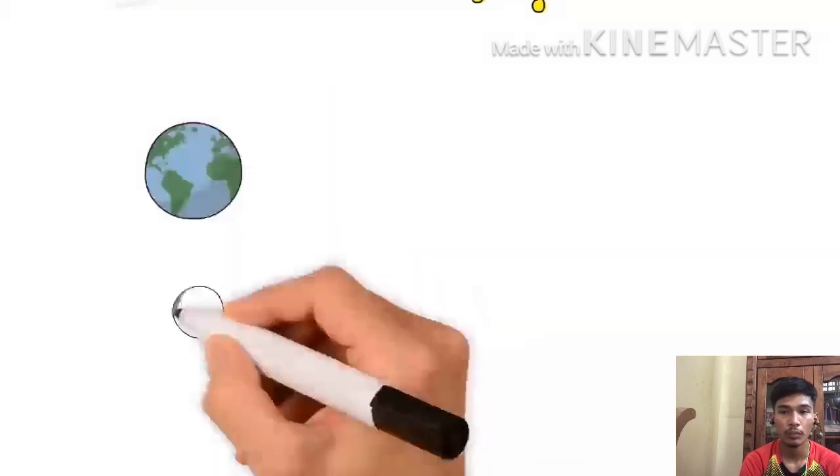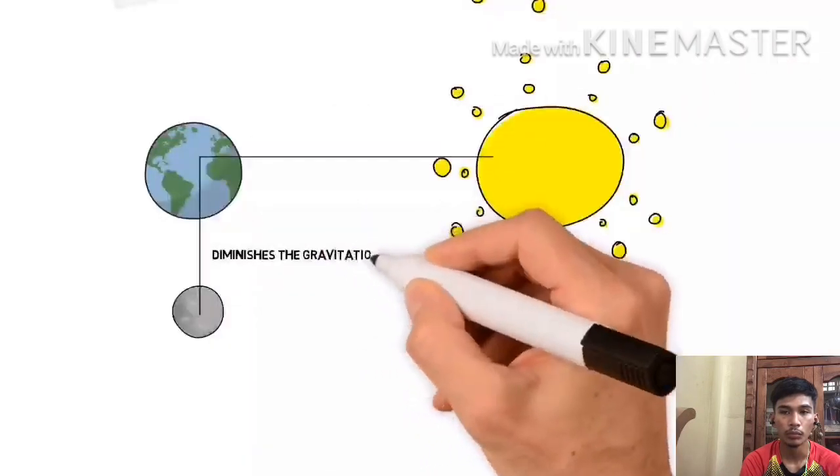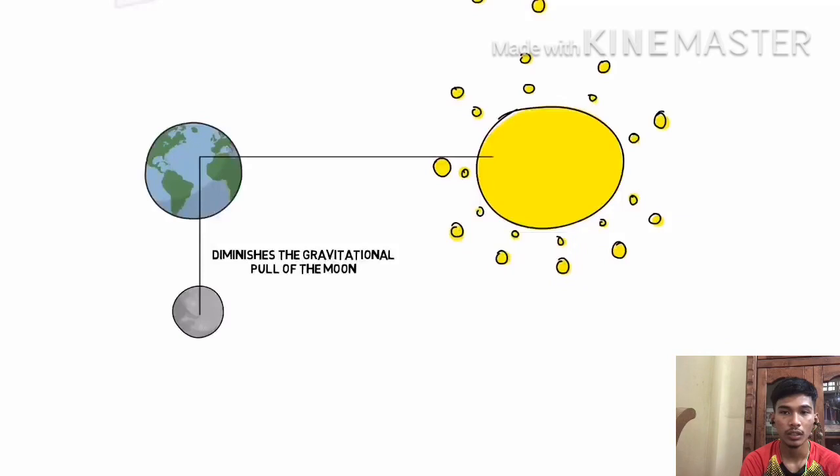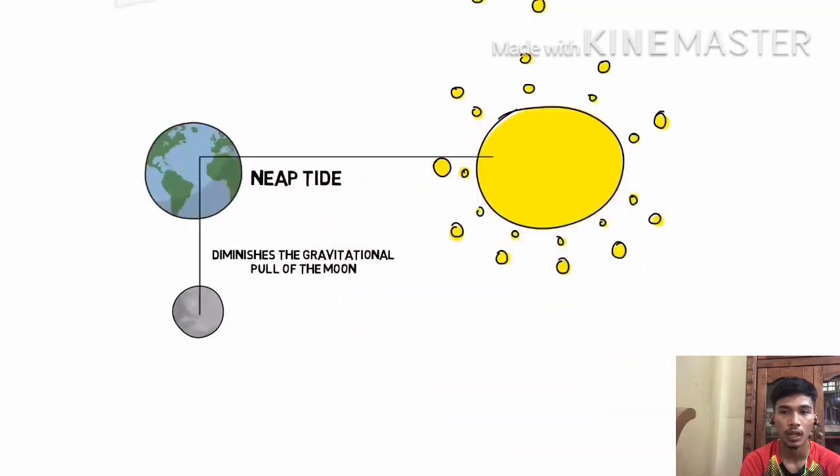But when the sun and the moon are at a right angle, the sun diminishes the gravitational pull of the moon on the earth, and that creates low tides. They are called neap tides. So this is how tides are formed.